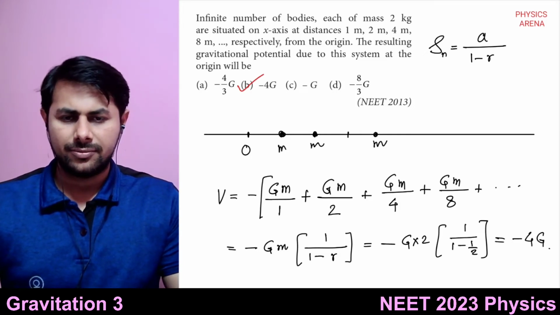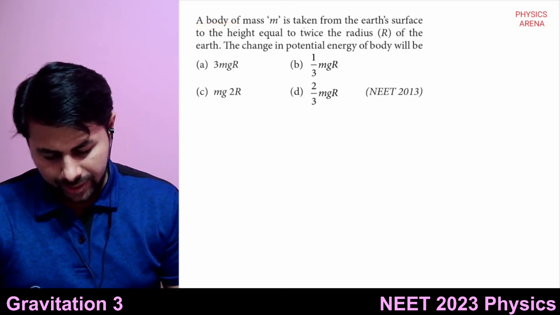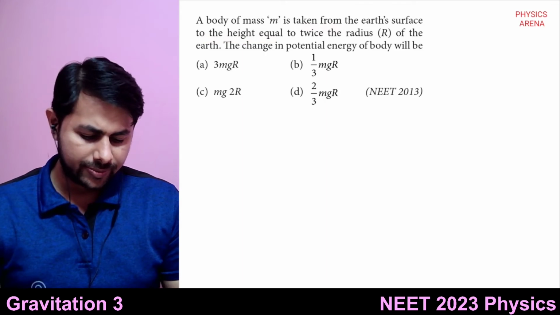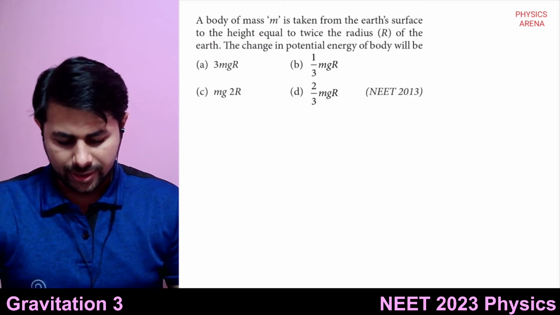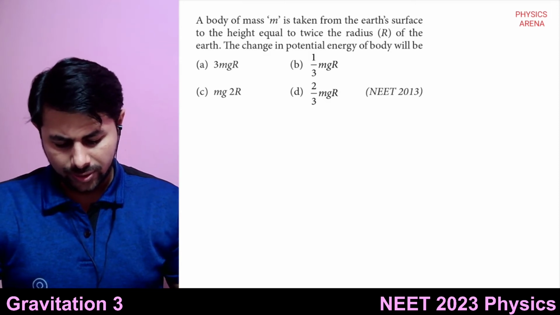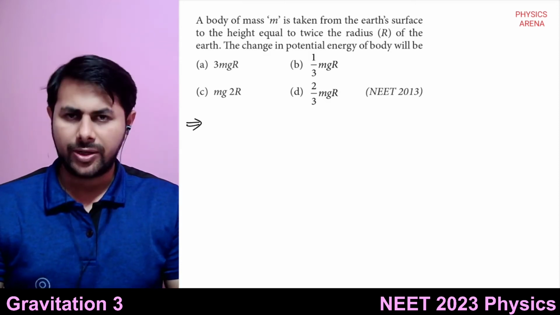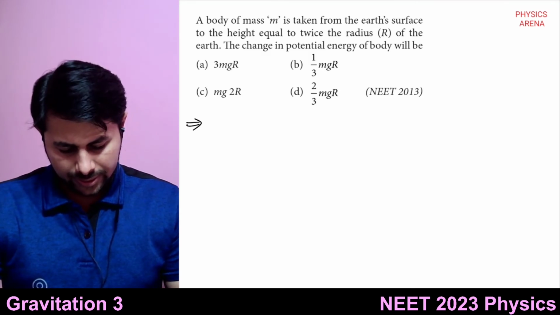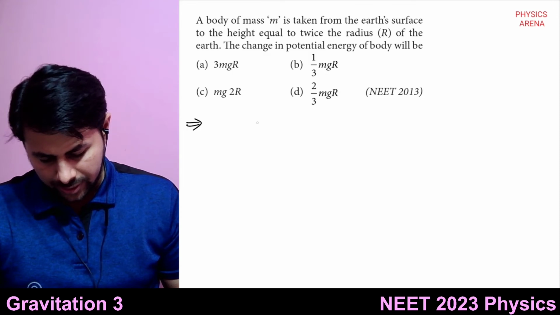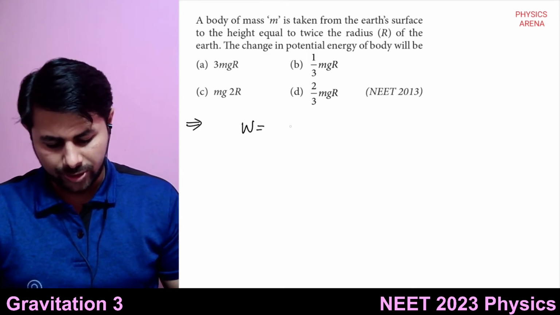Right? Next question. Body of mass m is taken from Earth's surface to a height equal to twice the radius of the Earth. The change in potential energy of the body will be. Okay. So again now it's similar to the question we have seen, right? So how much is the change in potential energy? So work done is equal to final potential energy minus initial potential energy.